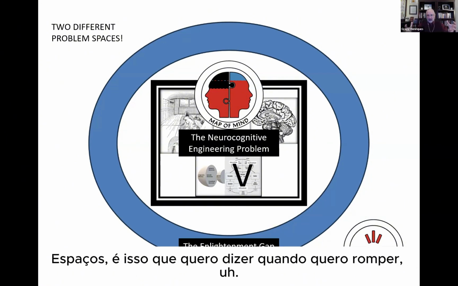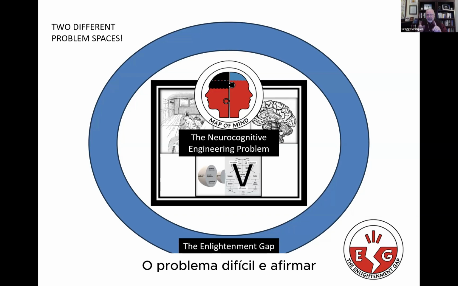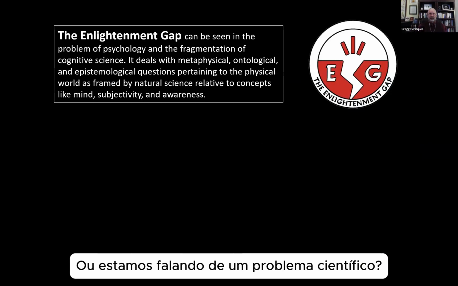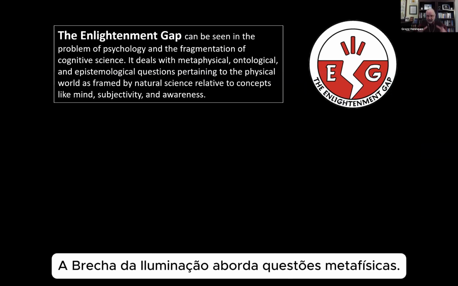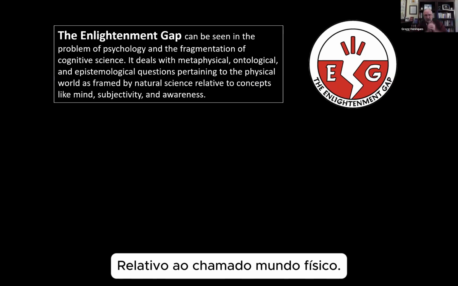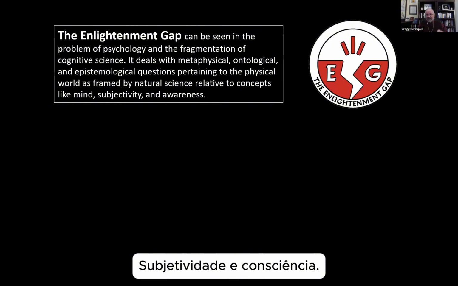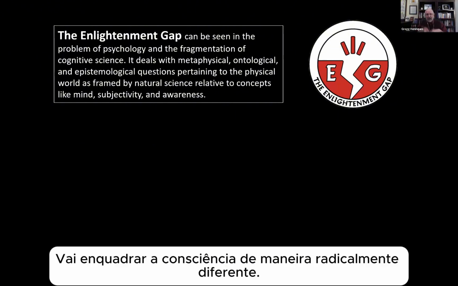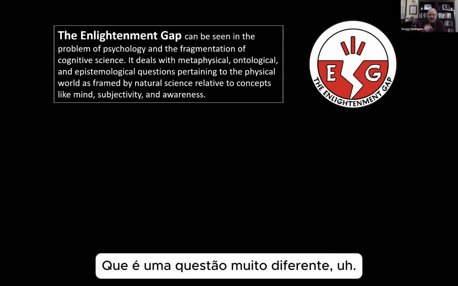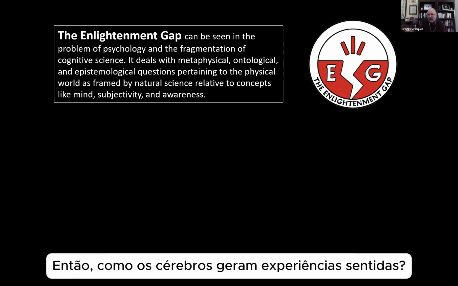This is what I mean when I want to break the hard problem and ask, are we talking about a philosophical problem or a scientific problem? The philosophical problem, the enlightenment gap, deals with metaphysical, ontological, epistemological questions pertaining to the so-called physical world, framed by natural science, relative to concepts like mind, subjectivity, and awareness. The next talk with Alexander Bard is going to frame consciousness in a radically different way, the metaphysics of subjectivity, which is a very different question than how brains give rise to felt experiences.